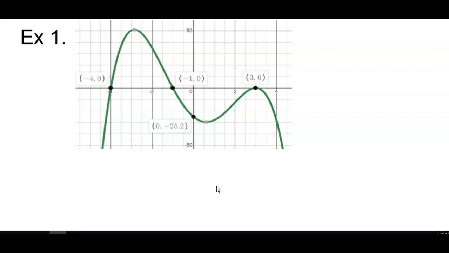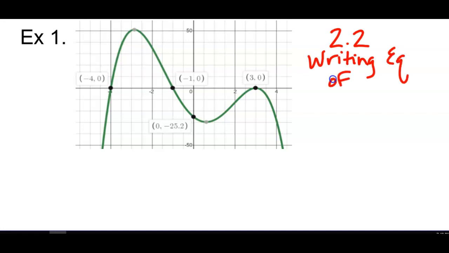Alright guys, this should be a short video. We are going to talk about section 2.2, but this is writing equations of polynomials.